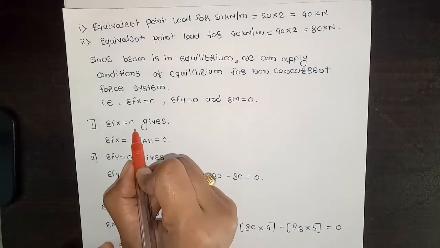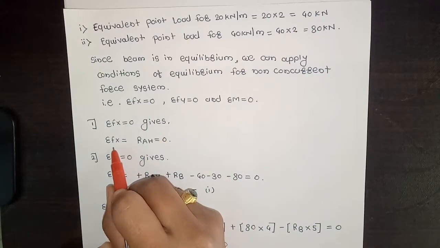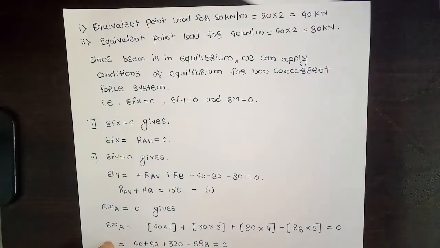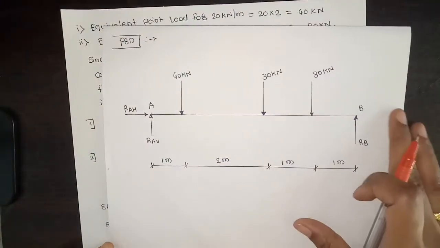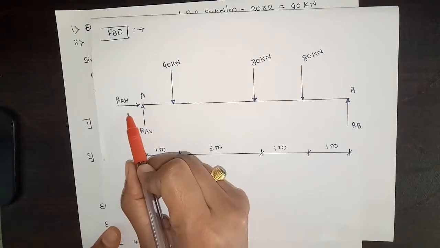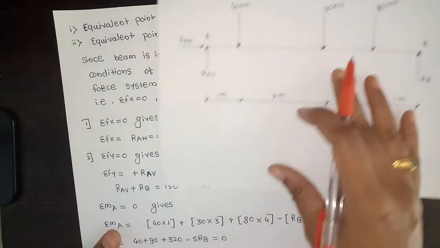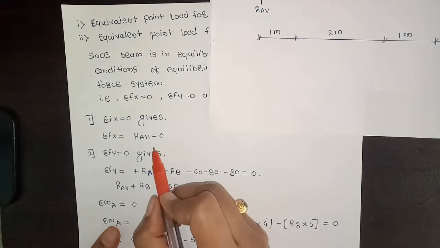First, summation Fx is equal to 0. It gives the algebraic sum of all x components. See this diagram, there is only one horizontal force, RAH, so RAH is equal to 0.